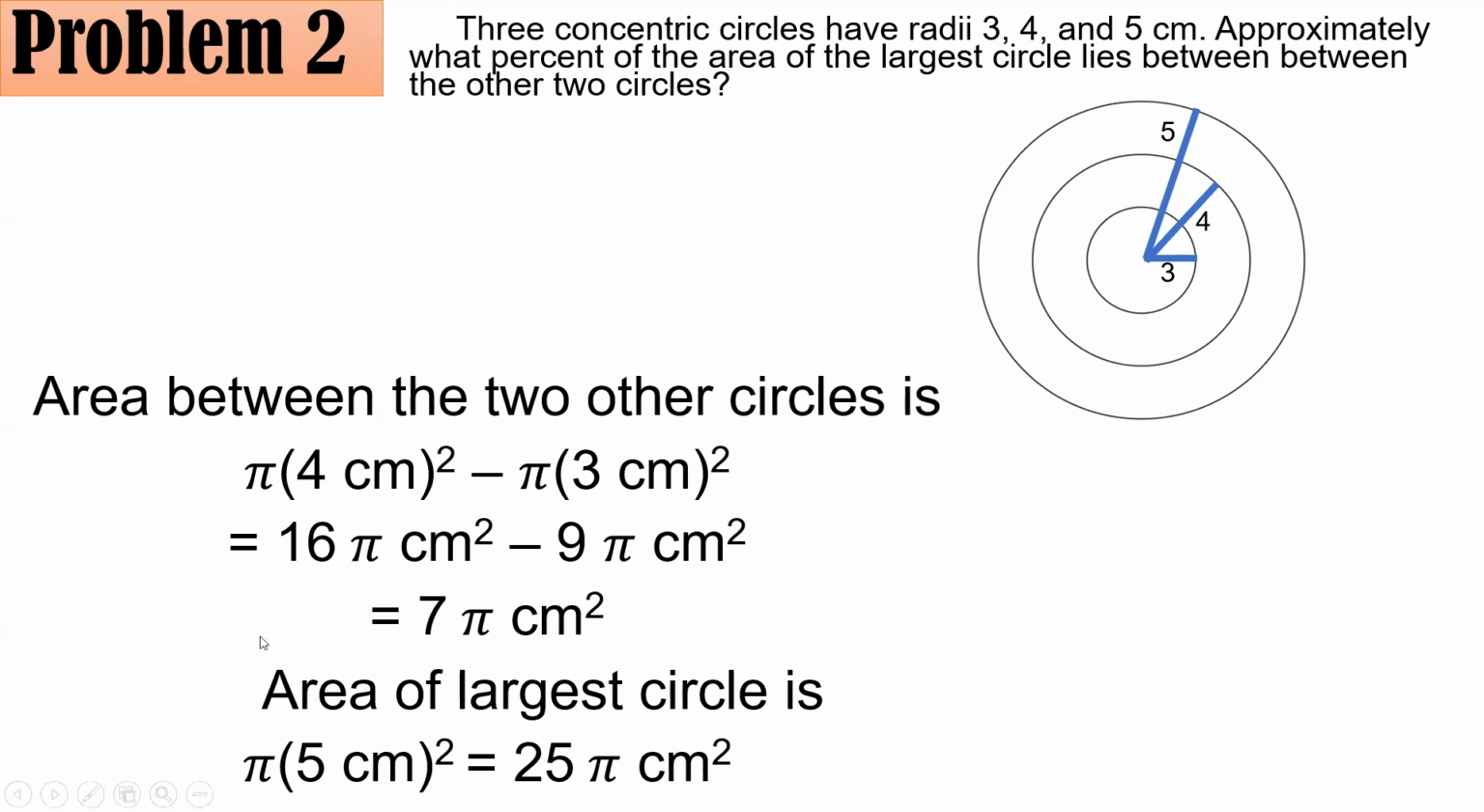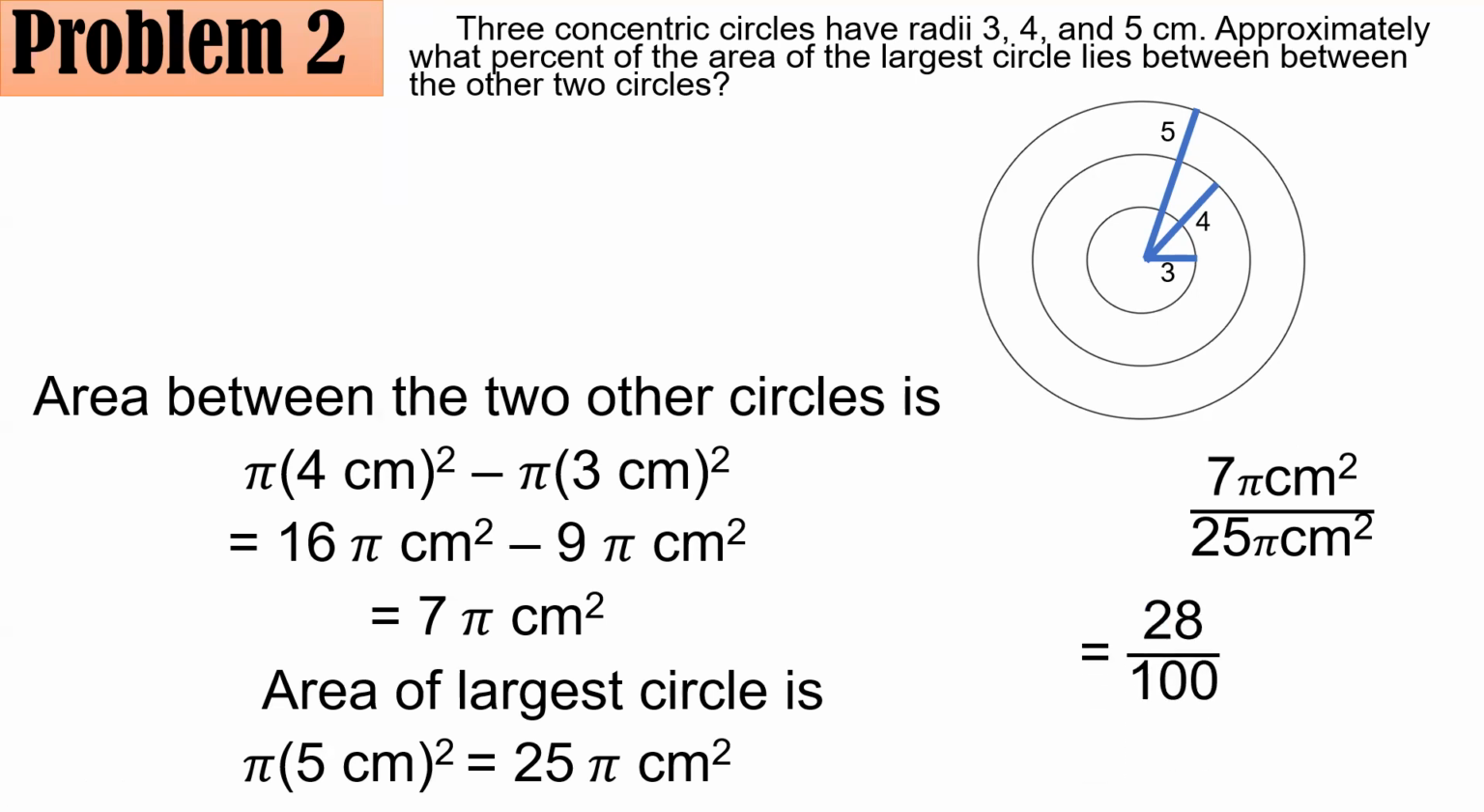So yung tanong, 7 pi cm squared is what percent of 25 pi cm squared? So, syempre, divide mo yan, di ba? Because to get the percentage, or the rate, you have to divide the percentage by the base. So, that's 7 pi cm squared divided by 25 pi cm squared. So, the pi and the cm squared will be divided into 1. So, you are left with 7 over 25, no?